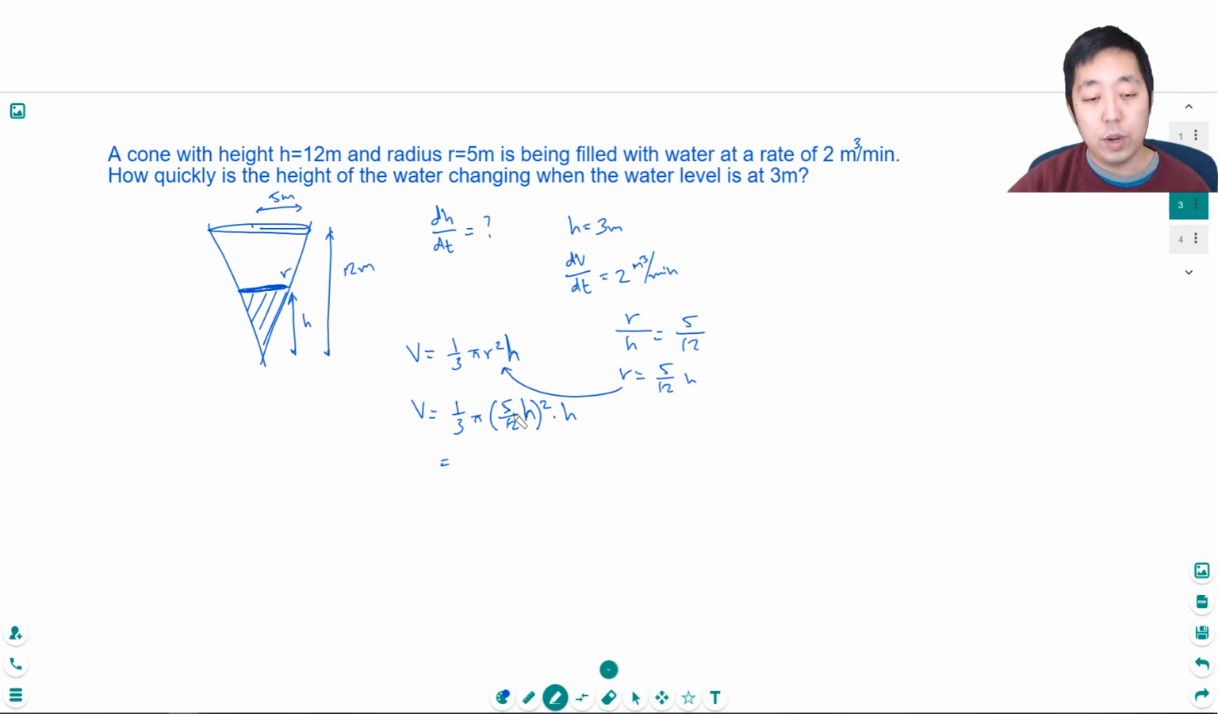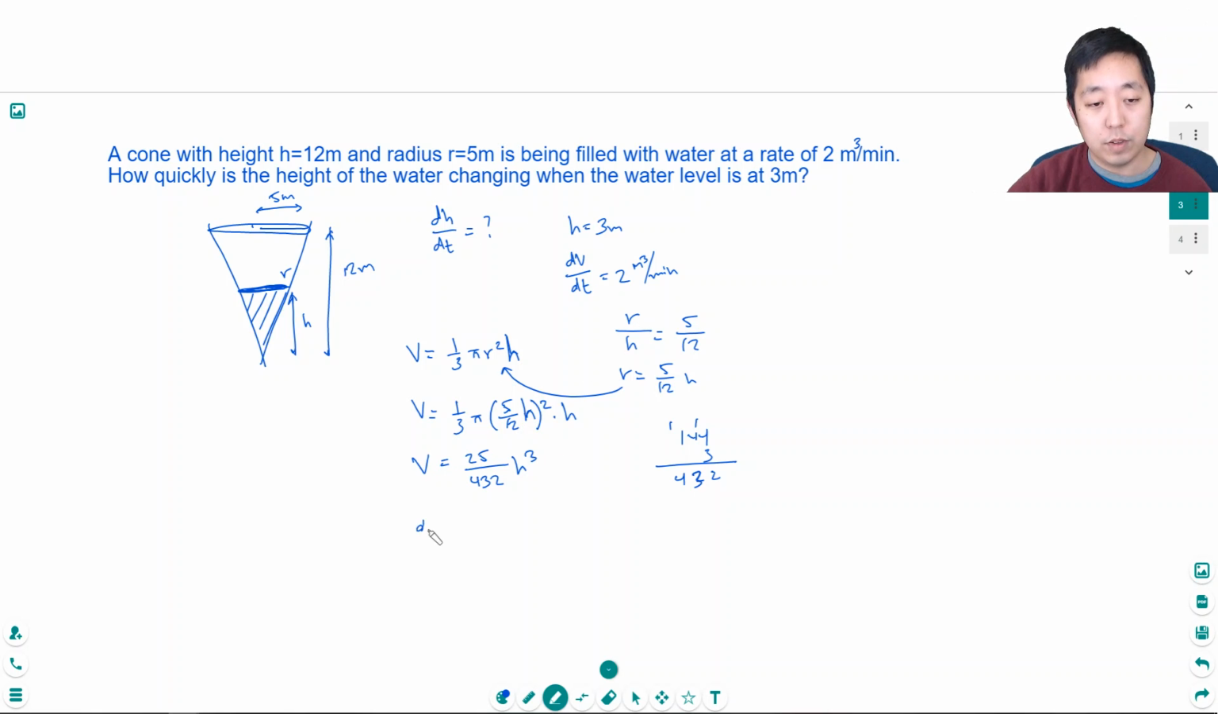What's 5/12 squared? That is 25 over 144, times 1/3 is 25 over 432. Oh man, I should just use a calculator. 144 times 3. 12 carry the 1. 432. That makes more sense. So 25 over 432 h cubed. Now I have an equation that relates V and h, because these are all the variables that I have.